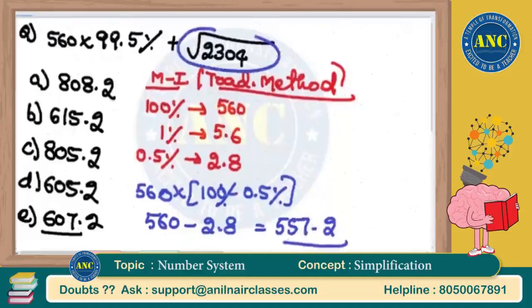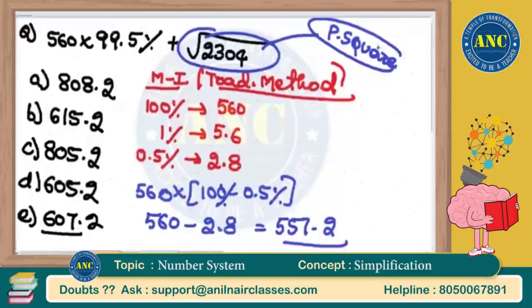560.2.8 is 557.2. Root of 3 is 2304. It is a perfect square. Write down the side heading, sir. Side heading, please write down. One by one, we will discuss the concept.